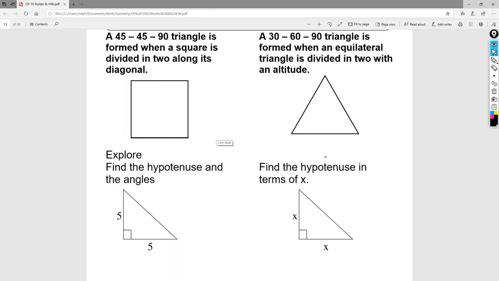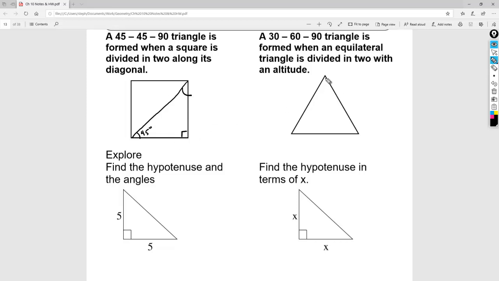Alright, so our first triangle naturally occurs if we take a square and divide along the diagonal, then we'll get obviously our right angle here and two 45-degree angles. Right, so those will be equal.